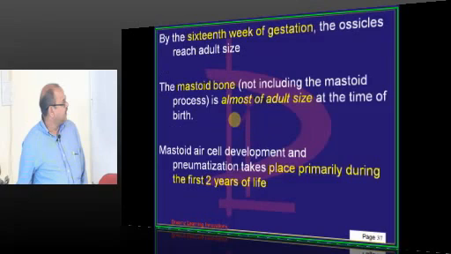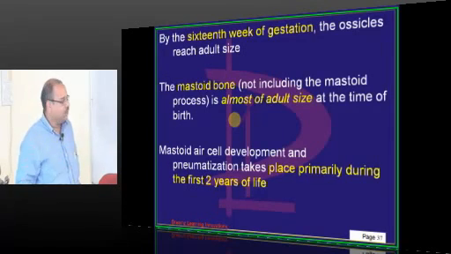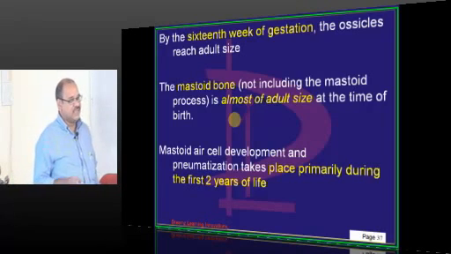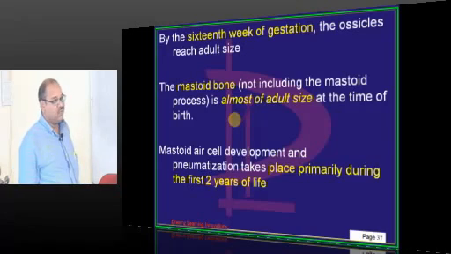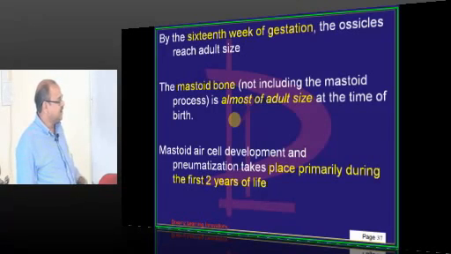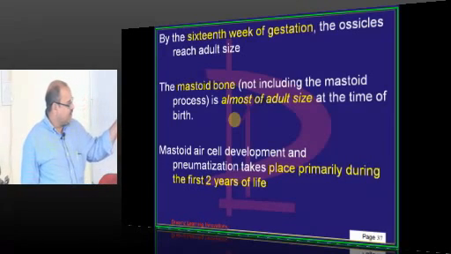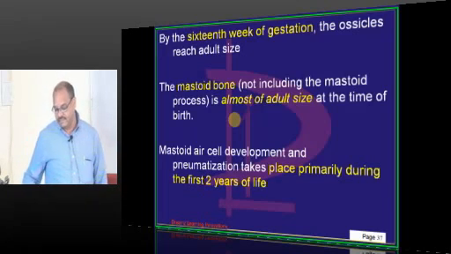And a brief thing to make you remember: by the 16th week of gestation, the ossicles reach adult size. Malleus, incus, stapes, everything, including the foot plate. The mastoid bone, not including the mastoid process, is almost adult size at the time of birth. Mastoid air cell development and pneumatization takes place primarily during the first 2 years of life.